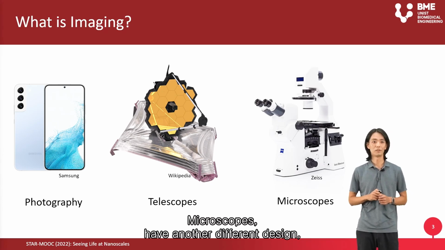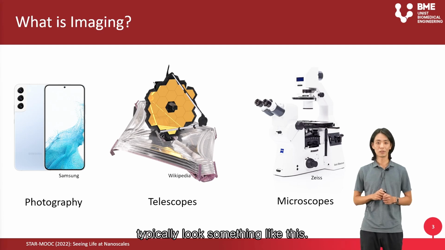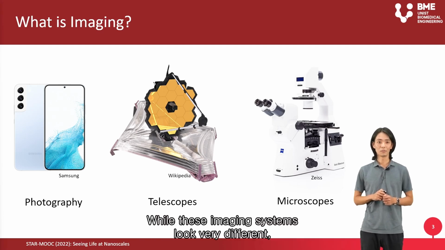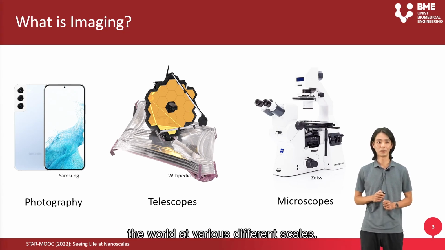Microscopes have another different design with the purpose to see objects that are smaller than our eyes can see and typically look something like this. While these imaging systems look very different, they all operate on the same fundamental principles and allow us to understand the world at various different scales.